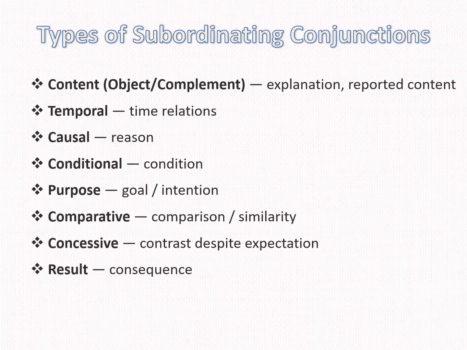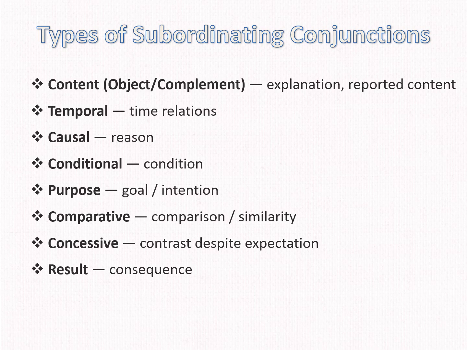Now let's bring everything together. Subordinating conjunctions are not random. They form a system based on the type of relation between the main clause and the subordinate clause. We can group them into several main types. Content conjunctions introduce what is said, thought, or felt. They connect the clause to the verb as its object or complement. Temporal conjunctions express time relations, when something happens. Causal conjunctions express reason, why something happens.